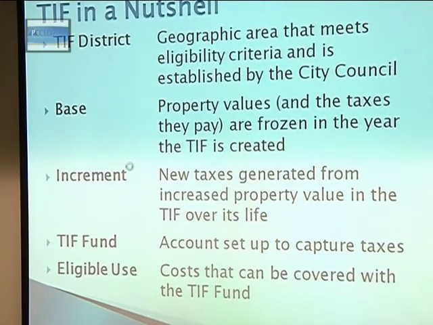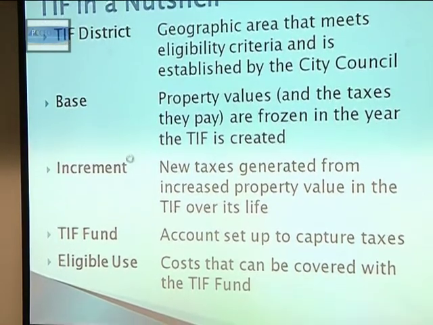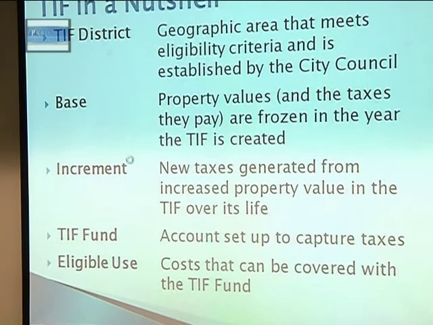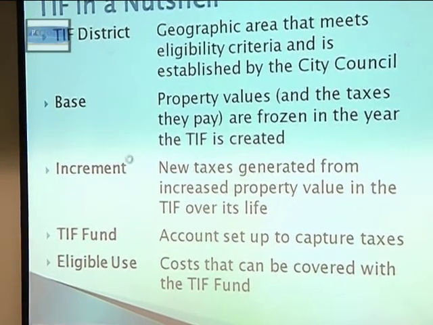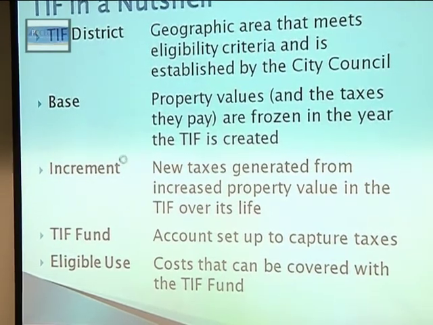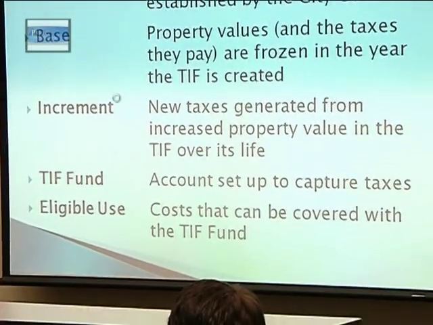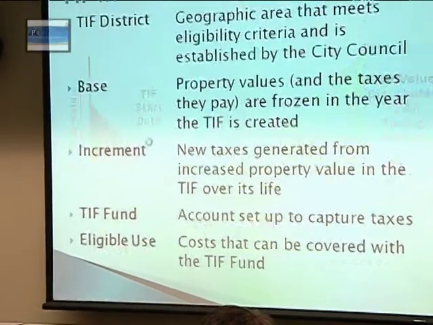You continue to pay taxes to all the taxing authorities based on that property value, and then as the value of the property increases, the new taxes that are paid go into what's called the TIF fund, which is this pot of money. The city sets up a separate account, in this case for the Southtown TIF, and then we can use that money for certain eligible costs. There's about 17 different categories of eligible costs for the TIF money, so we can't use it for just anything. All right, so that's some basic definitions.